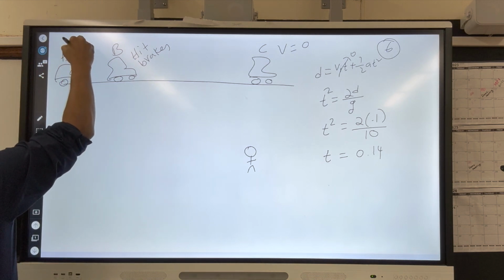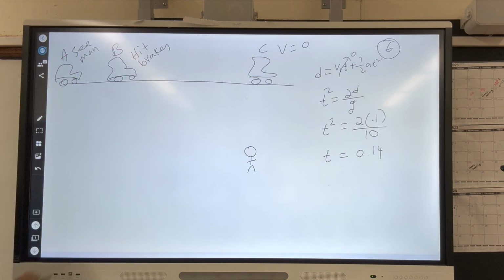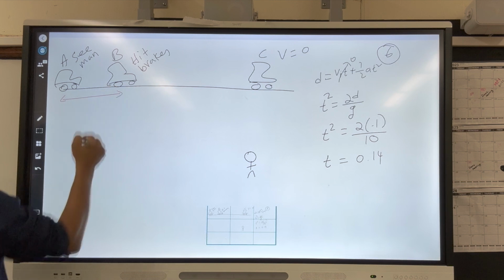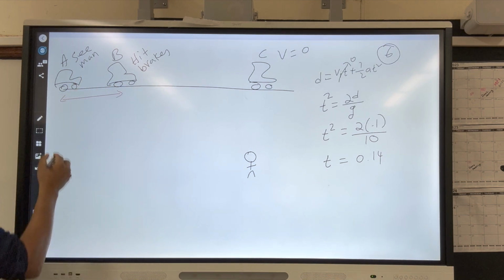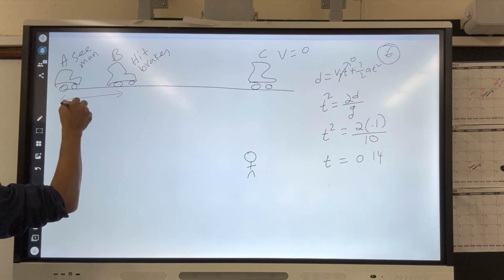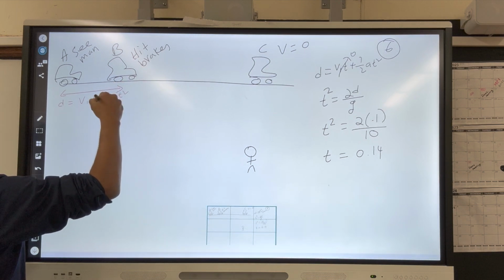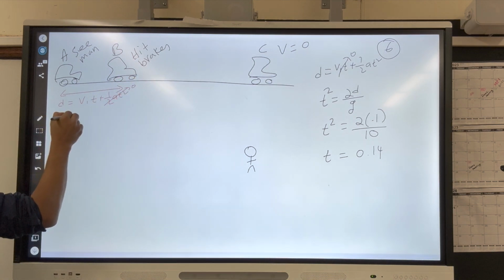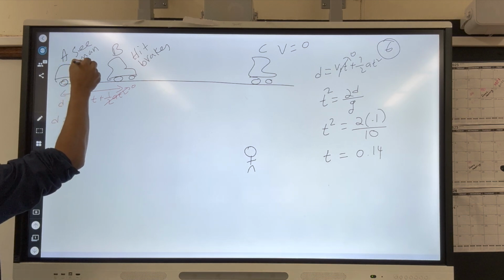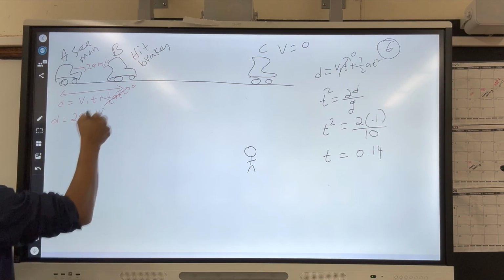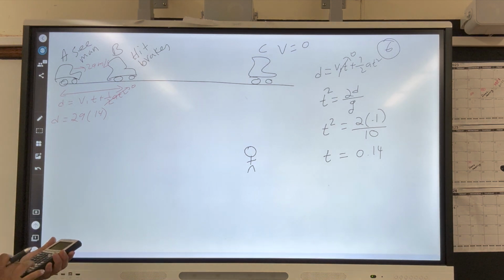At A you see the man. Okay, so since you see the man, how long did you move before you hit the brake? Well, D is equal to VAT plus half AT squared. You did not hit the brake yet, not yet. So D is 29 because you are moving 29 meters per second. So 29 times 0.14, this is 4.06.